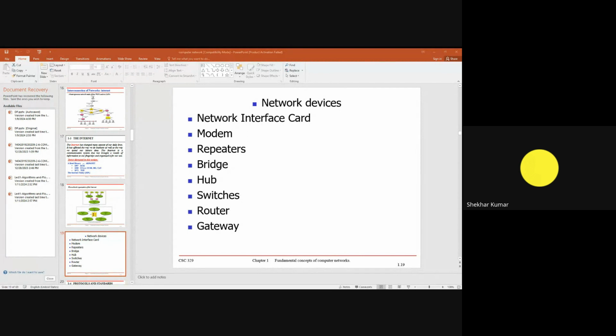The next network device is your gateway. Why do we use a gateway? So a gateway connects networks operating on different protocols. What are protocols? These are the different rules and regulations for data transfer, so data can transfer between destinations. So this connects the networks that are operating on different protocols so that the data can be transferred between destinations.